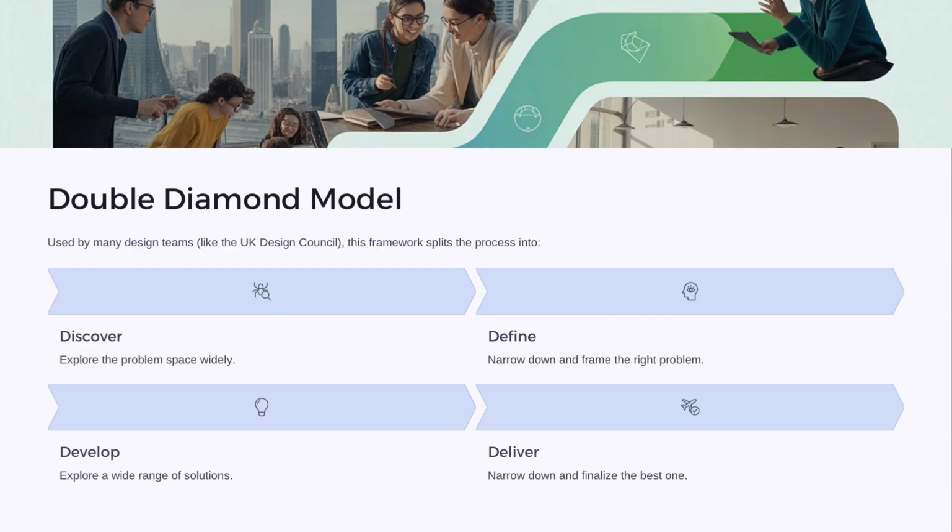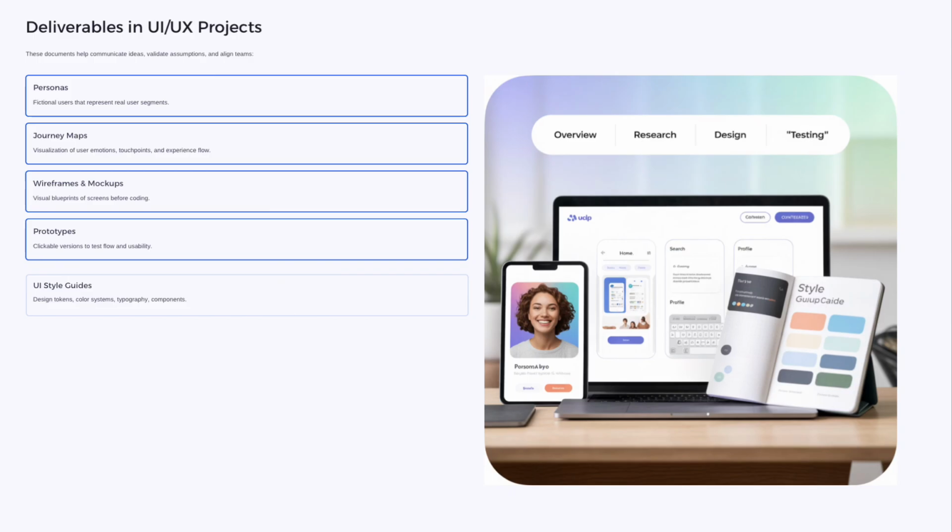Okay, that makes sense. So these methodologies guide the whole process, but what are the actual tangible things designers produce? The outputs. Your sources highlight several deliverables. Yes. These are crucial artifacts, really. They're communication tools that bring all that abstract work into the real world. Like what? Give us some examples.